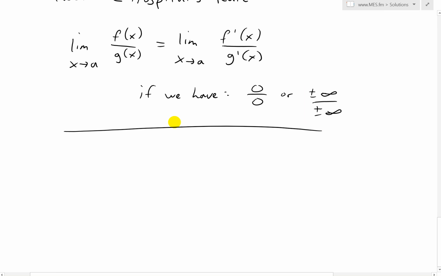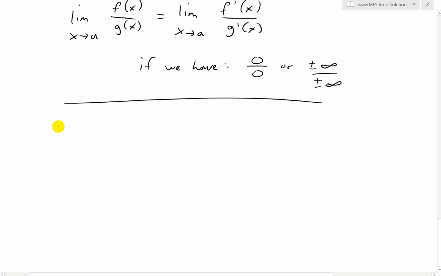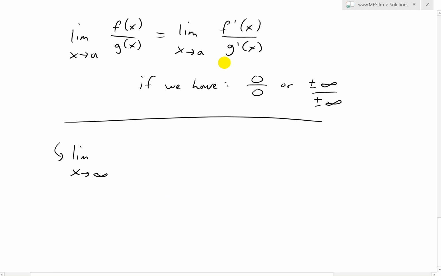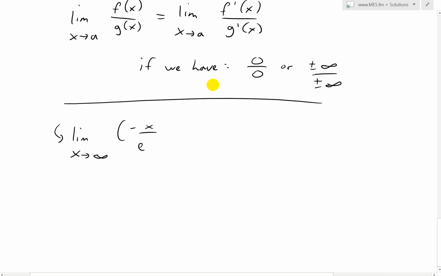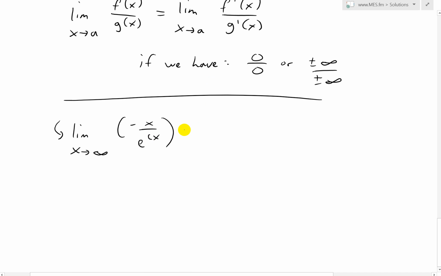So in our case, we have the limit as x approaches infinity, so our a is infinity, of negative cx over e to the cx, like that. Now we take the derivative of this. So this equals the limit as x approaches infinity. Let's just put the negative x on top. Then we have the derivative, negative 1, and the derivative of e to the cx is e to the cx, times the constant c using the chain rule.